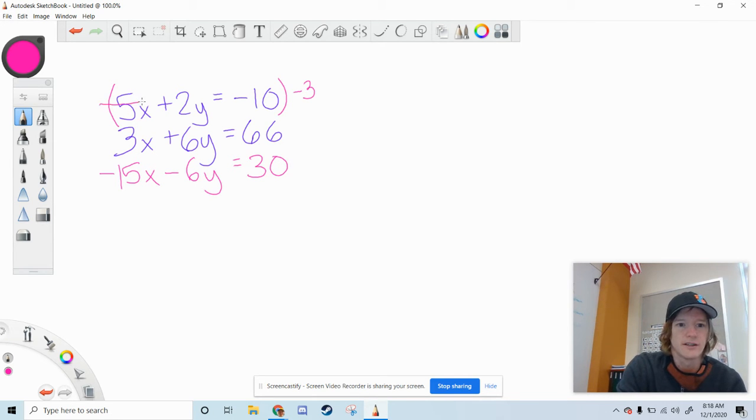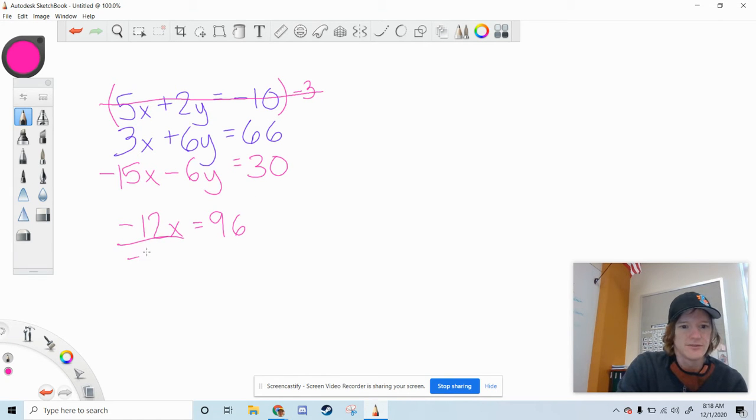And I'm just going to go ahead and put a line through this top equation. I don't want to ever think about it again. I rewrote it. This is the same equation. I just put a line through it and get rid of it. Now, we are going to just add these together. The y's are going to disappear. So we have negative 12x equals 96.